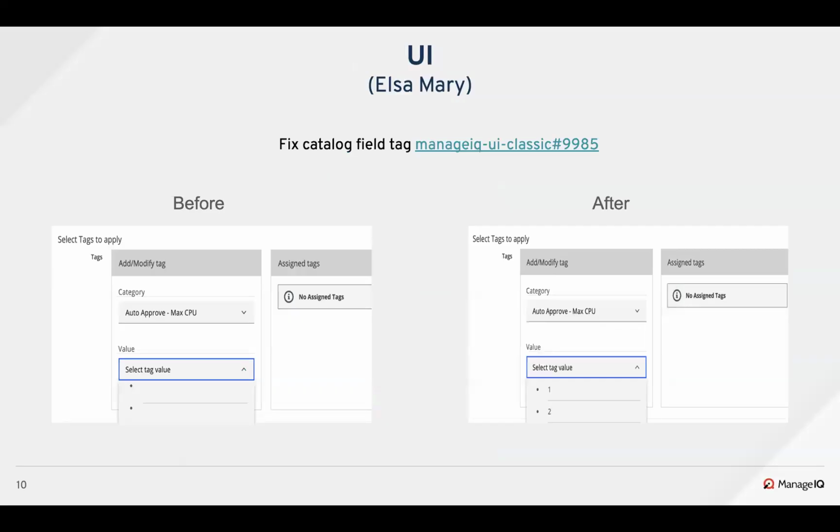So this is the fix done on the catalog field tag. So there's the before and after images, and the difference can be seen in the select tag value dropdown. That's it for UI. Over to Adam.